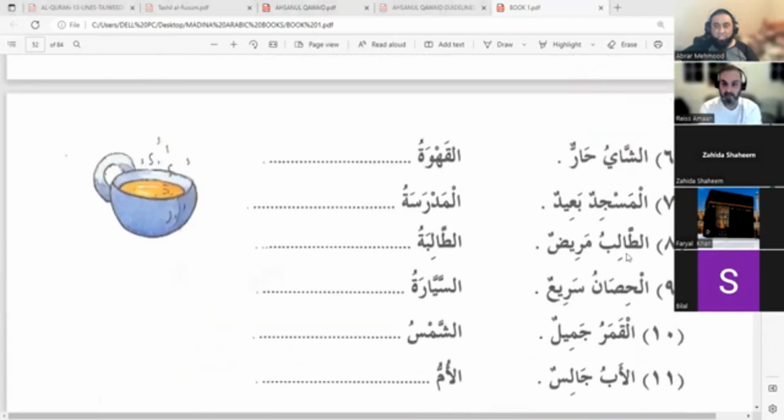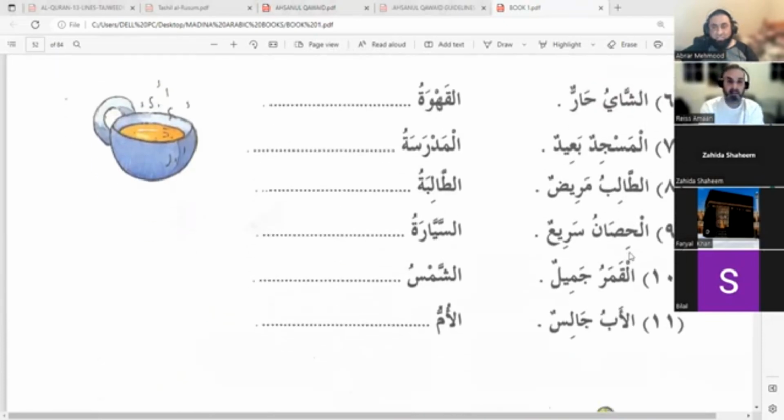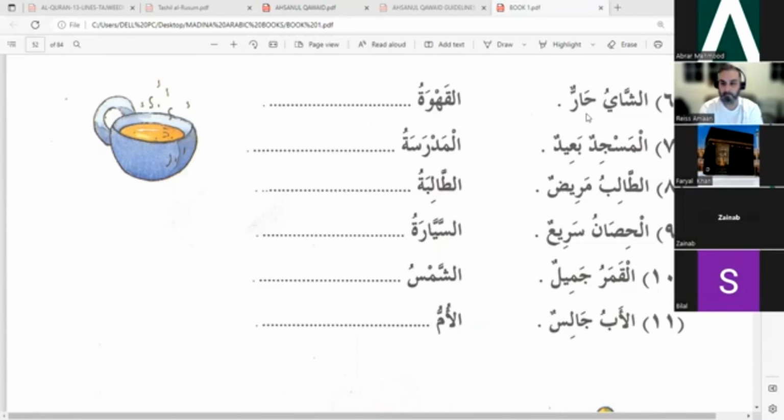I think Madinah Arabic is being very generous with us today, inshallah. So who's next? Sister Zayda, please go ahead with the first sentence. Ash-shayu harrun, al-qahwatu harratun. The tea is hot, the coffee is hot.